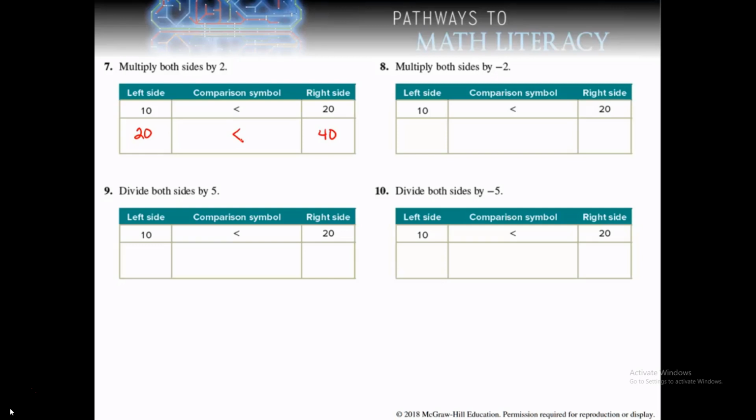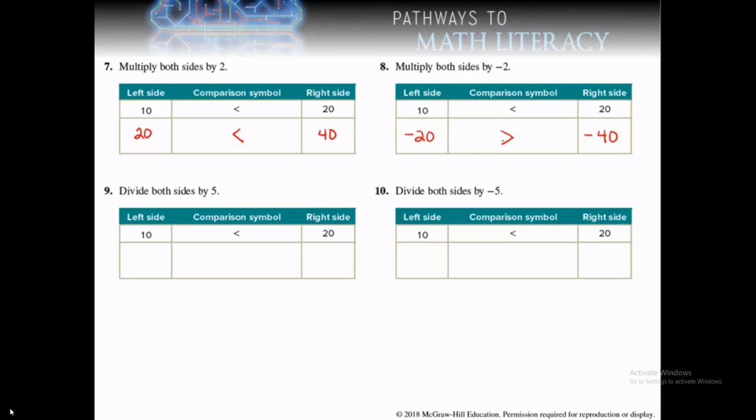In 8, we're going to multiply both sides by negative 2. So 10 times negative 2 is negative 20. And 20 times negative 2 is negative 40. And here you need to be careful, because with negative numbers things can feel backwards. Negative 20 is actually a larger number than negative 40 because it's farther to the right on the number line. Or if you want to think about being in debt, if your bank account is at negative 20, that's better than having your bank account at negative 40. So this actually changes the inequality symbol to a greater than.